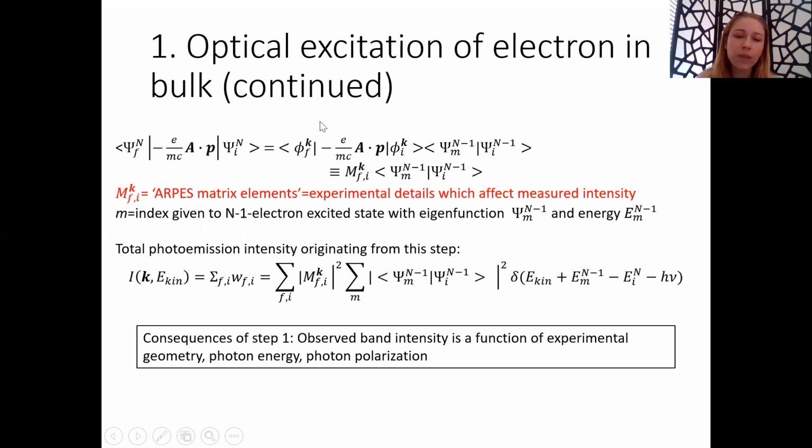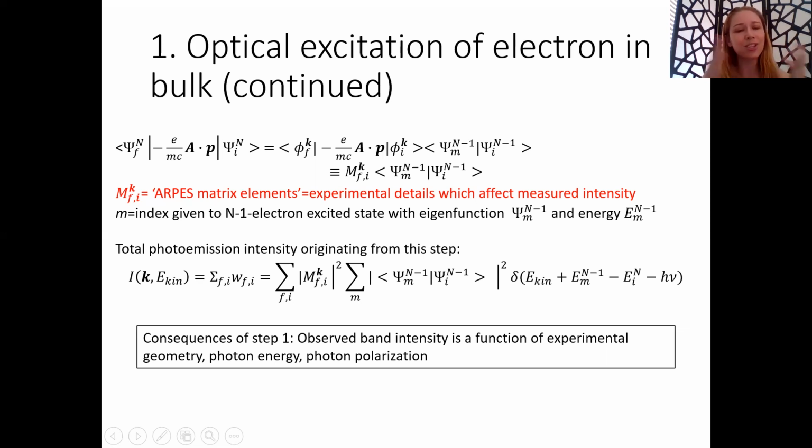So the first term, which involves the single electron wave function, initial and final states, and this A dot P, is what is called the ARPES matrix elements. The one thing I want you to remember out of these slides, and I'll come back to it later when we look at data, is that there is an ARPES matrix elements term, and this is where it comes from.